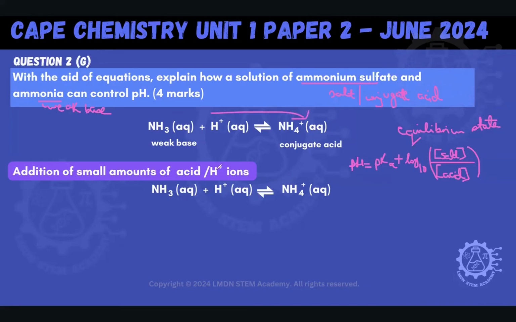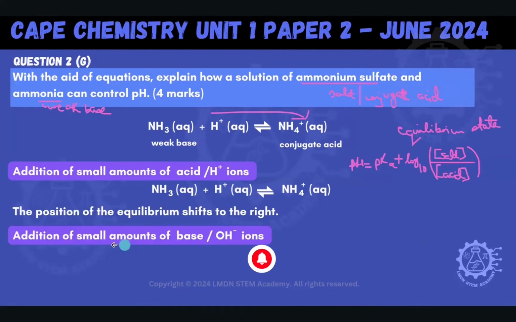Because I just added some H plus in, in order to maintain the system, it's going to have to shift to the right to use up the H plus that I put in. Okay, so the equilibrium shifts to the right. And in so doing, it maintains that balance of salt and acid that's present.